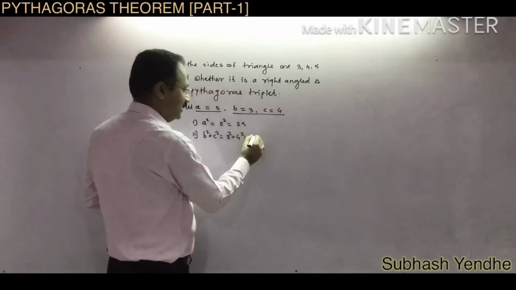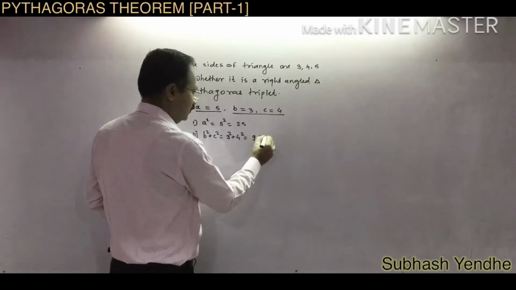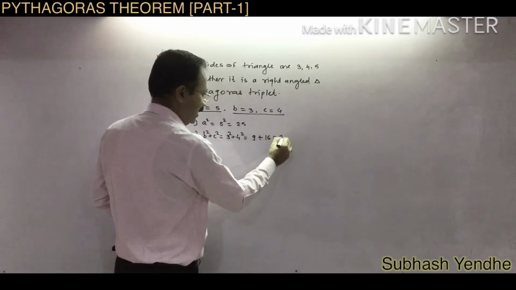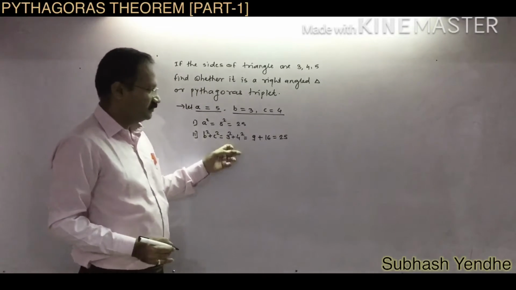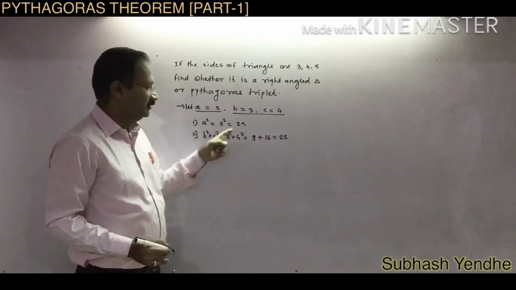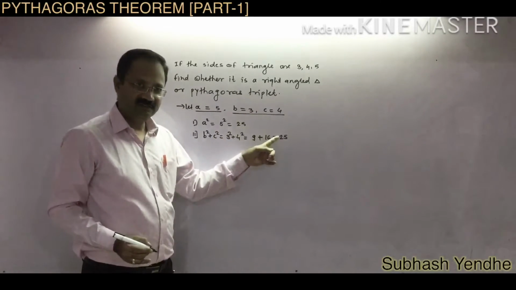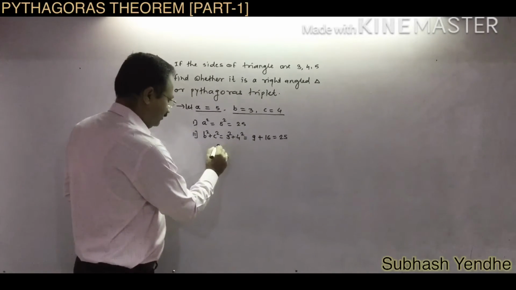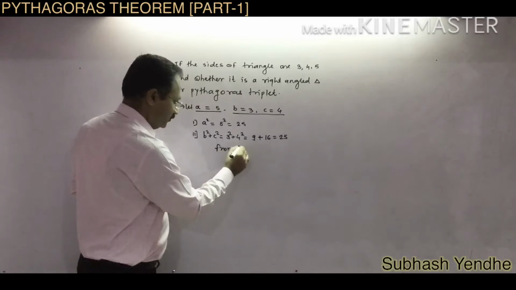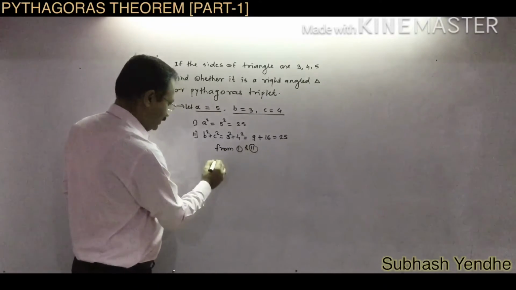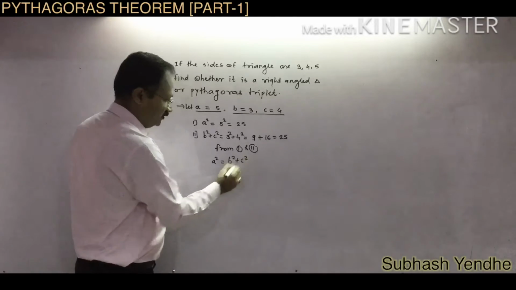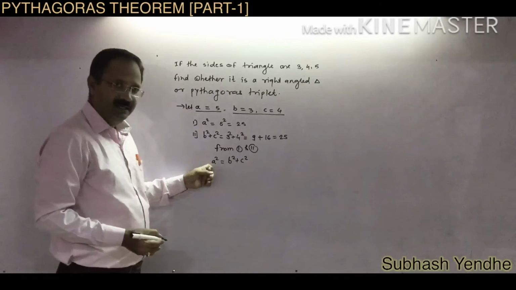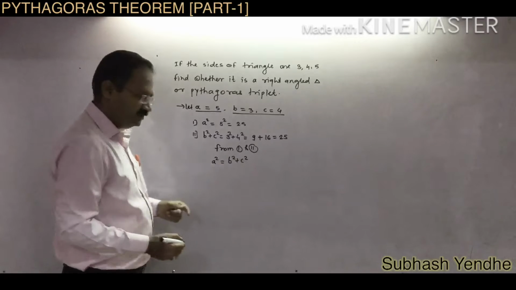3 का square क्या आता है? 9. Then 4 square is 16. If you add these two, you will get the 25. तो क्या ऑब्जर्व होता है आपको यहाँ पे? From 1 and 2, this is 25. This is also 25. So from 1 and 2, you will get a square equal to b square plus c square. आपको यहाँ पे मिलता है a square equal to b square plus c square.